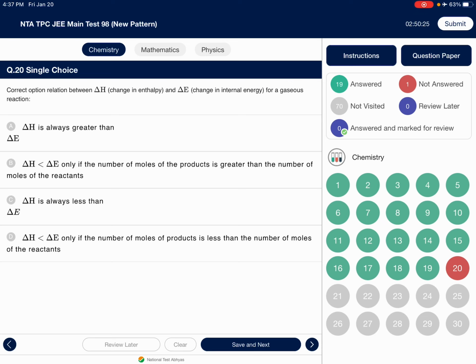Correct option: delta H and delta E for a gaseous reaction. Okay, how can we say? It can be anything. For a gaseous reaction, it depends on the number of moles. Delta H is greater than delta E only if the number of moles of products is greater than the number of moles of reactants. Delta H is equal to delta E plus delta n RT. If the number of moles of products is less, delta n will become negative, so delta H will be less than delta E. But for delta H to be greater, delta n should be greater.